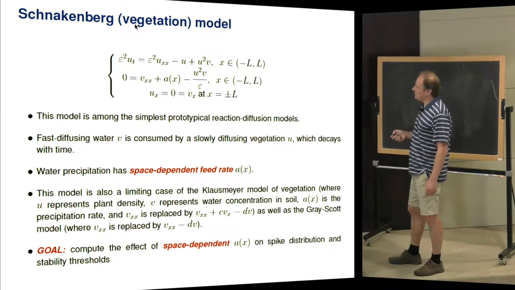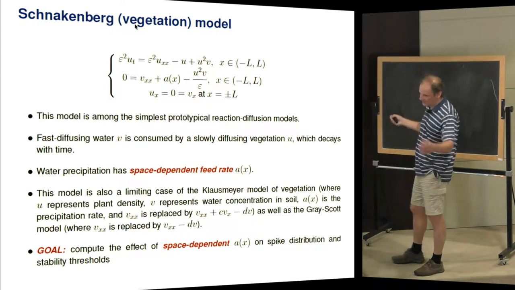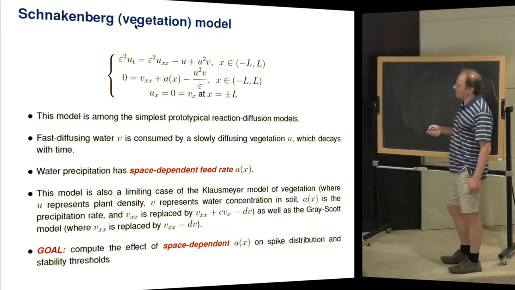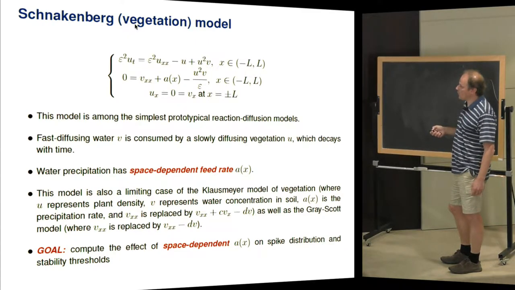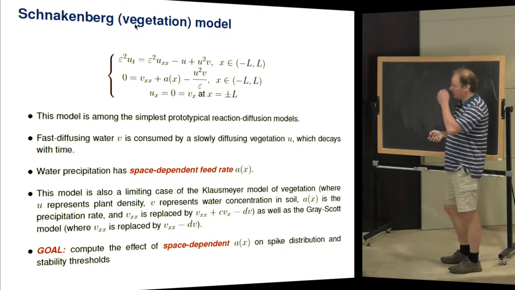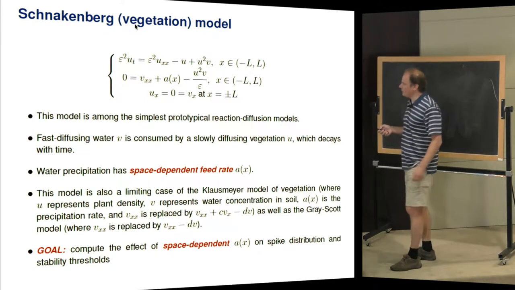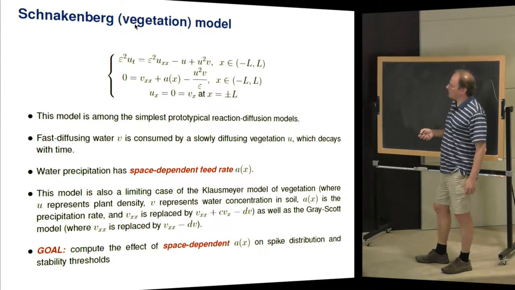And so what you have is the vegetation diffuses through seed dispersal. This is a decay term. And then when there's water, this makes the vegetation grow: this U squared times V. And for the water, let's say there's V_t on the left-hand side. It doesn't matter if it's zero or V_t, it's the same story.